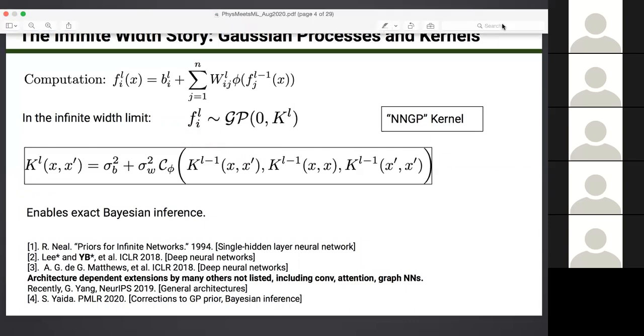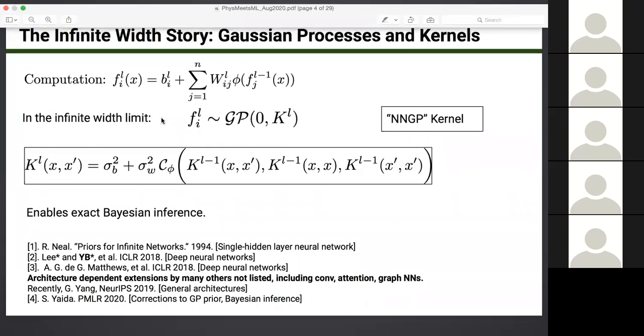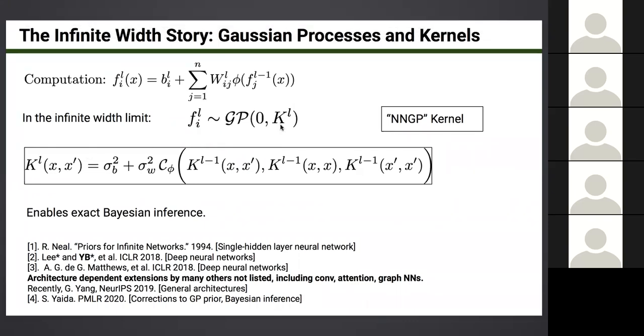And then there are other things that happen here. Once you have this mapping, you can do exact Bayesian inference. There's work from the 90s that inspired us to go this route, which had done this for a single hidden layer network, nice work by Radford Neal. Since we worked on it, many others have extended it to other architectures.